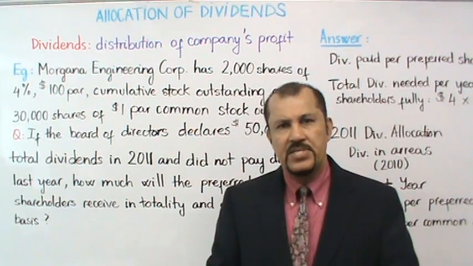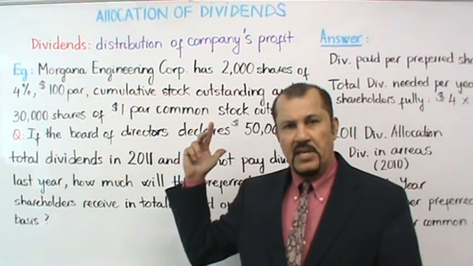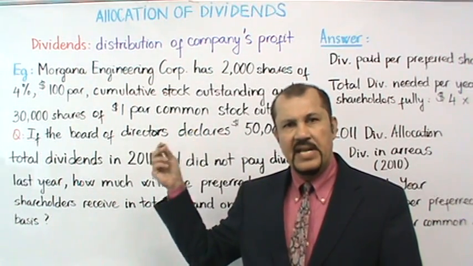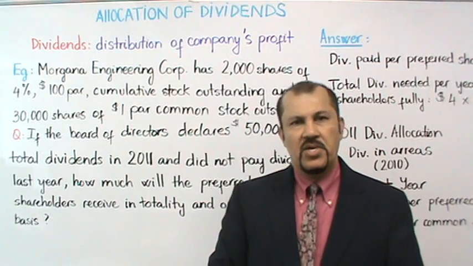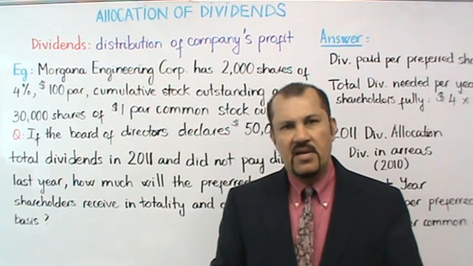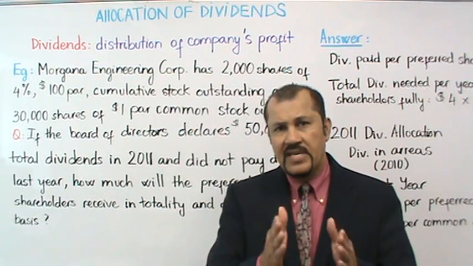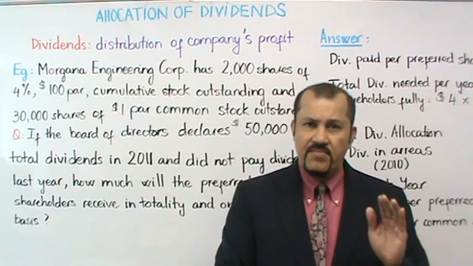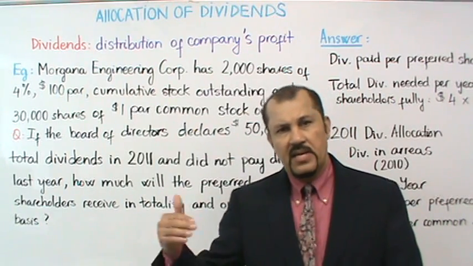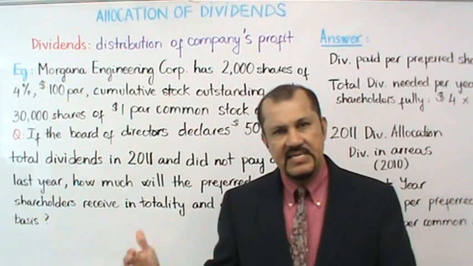The second point is that, as in this example, a company has both preferred and common shareholders. So in that case, the preferred shareholders will get the dividends first and have to be satisfied fully before the common shareholders will receive any dividends.